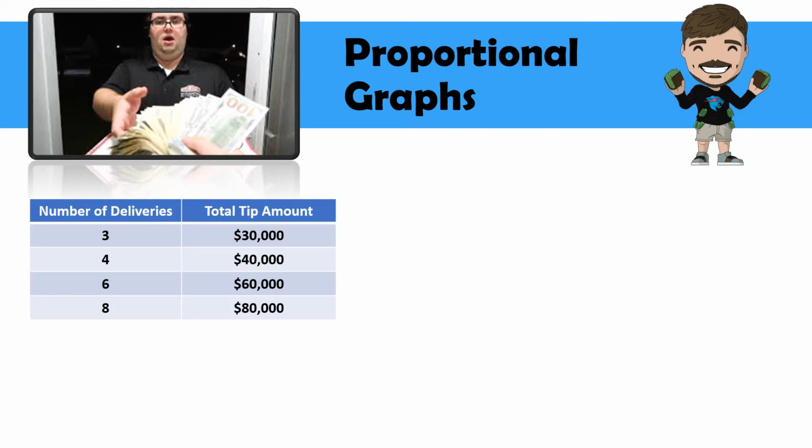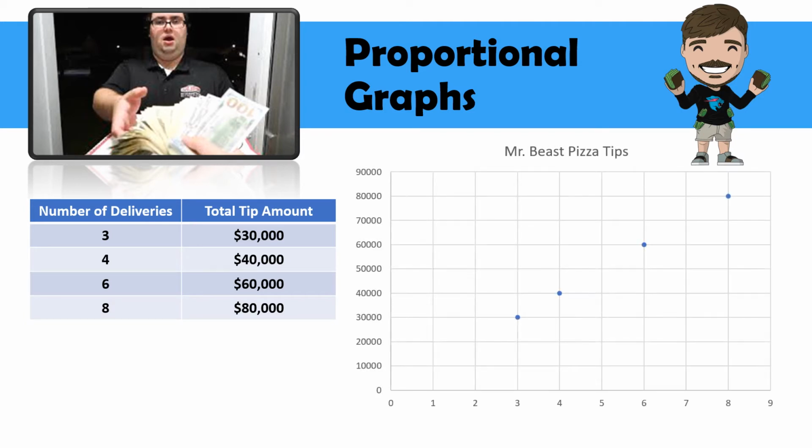Now we're going to use the same information to show us how graphs can be proportional or not. We already know from the previous slide that this table does show a proportional relationship. So what is that going to look like on a graph? Well, on the bottom of the graph, I have the number of deliveries made, and on the y-axis, we have the total tip amount.